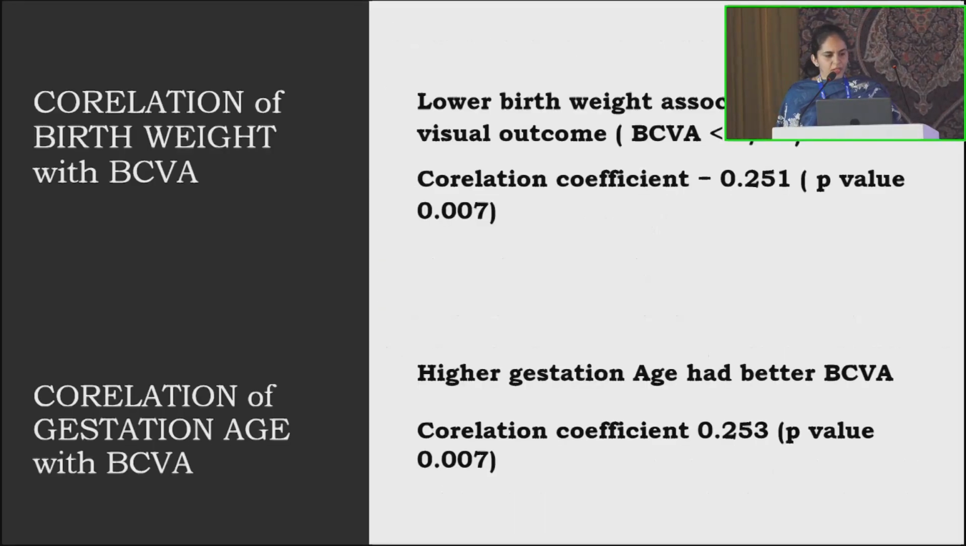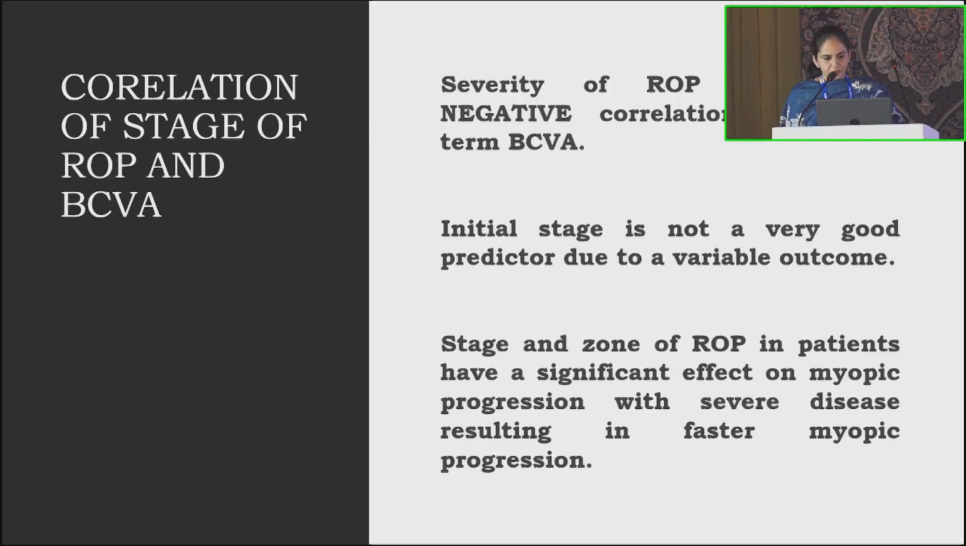Since only 2 underwent anti-VEGF, this data was excluded from the statistical analysis as the number was very small. On correlation with birth weight and BCVA, as previous studies have proved, lower birth weight is associated with a poor visual outcome, which was less than 6/18 in our study, and the higher the gestation age, the better the ultimate BCVA outcome. The severity of ROP has a negative correlation with the long-term BCVA. Initial stage is not a very good predictor because of the variability in the outcome.